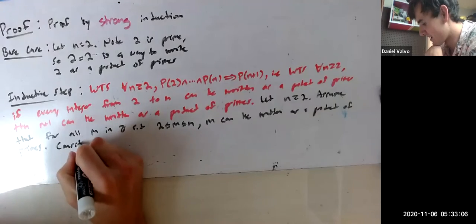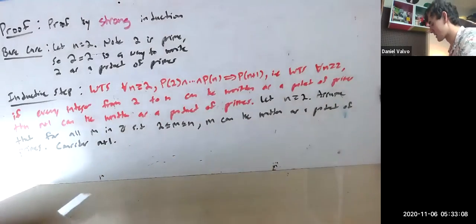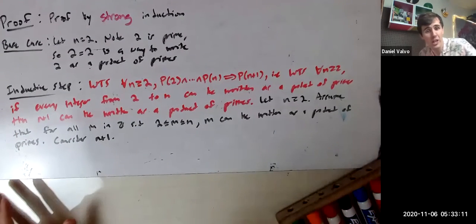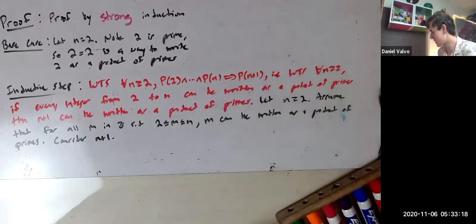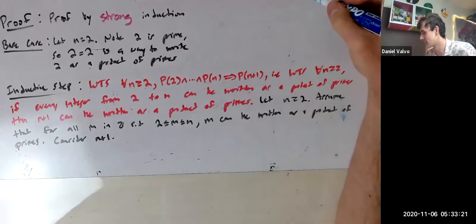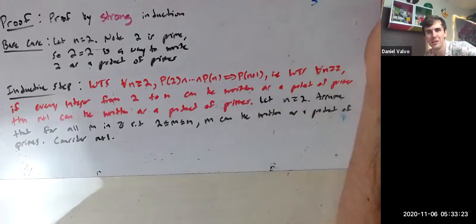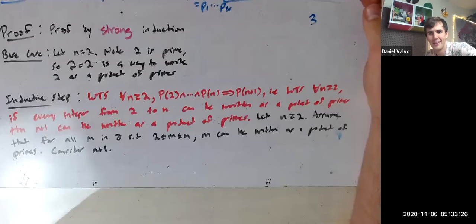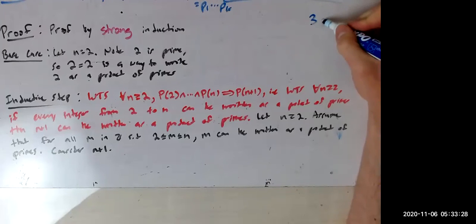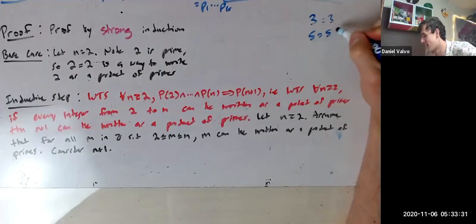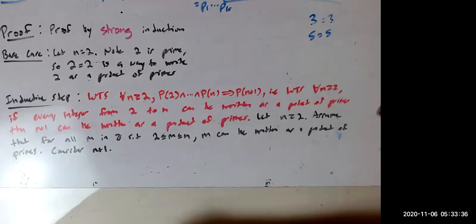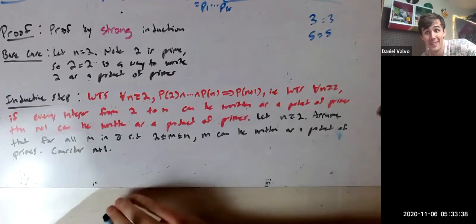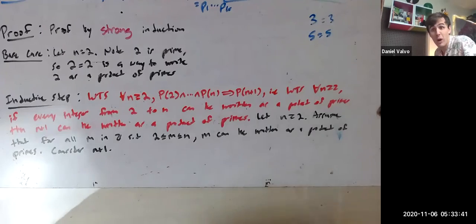Now consider n+1. Here we go. What are the options for n+1? Like, for example, we said 3 was an easy case, right? If we're trying to write 3 as a product of primes, you just write 3. If you're trying to write 5, just write 5. So what's the easy case? If n+1 is prime. Yeah, so if n+1 is prime, it's easy.